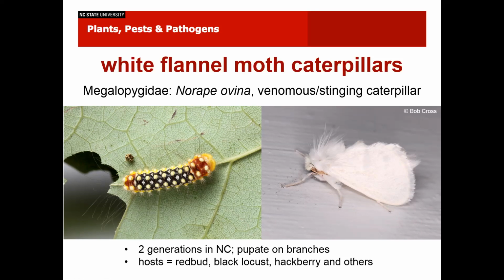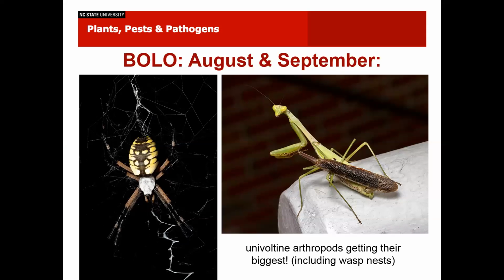All right, very quickly, BOLOs. Univoltine insects, the one-generation-a-year insects, and our other arthropods are getting their biggest, and this includes wasp nests. So you're going to see a lot more orb weavers, black and yellow garden spiders. A lot of mantises are becoming full grown at this time of year, and biting off heads. And of course, wasp nests are the biggest and probably most aggressive at this time of year.